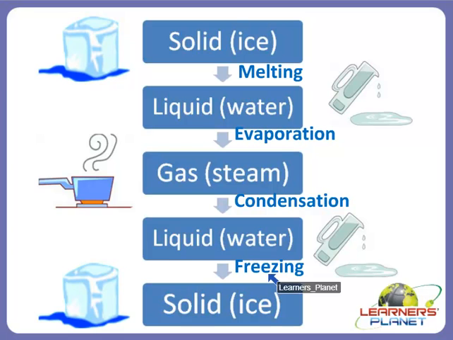Okay, children? So, how many processes are there? There are mainly 4 processes: melting, evaporation, condensation and freezing. Okay, children? So we can see here that all the states can change from one state to another state.